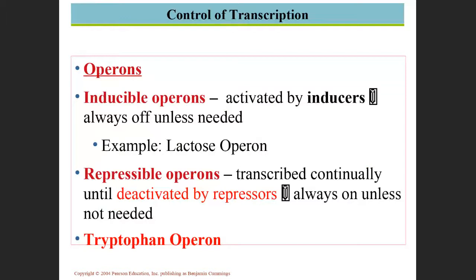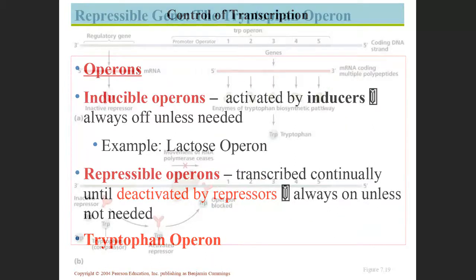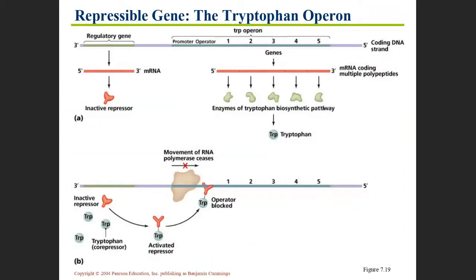Okay, so we have an example of an inducible operon. Those are the ones that are off. We can turn them on if we need them. The example is that of the lac operon, and what's going to turn it on is an inducer. Repressible operons are the ones that are always on, but could be turned off if we don't need them, so we're going to need to activate a repressor. The tryptophan operon is a repressible operon. So we're actually going to talk about the tryptophan operon first.